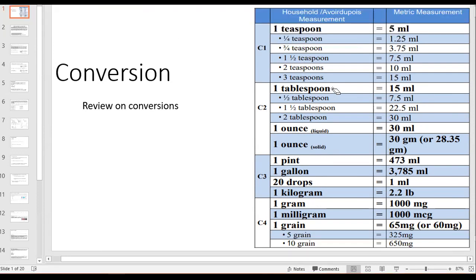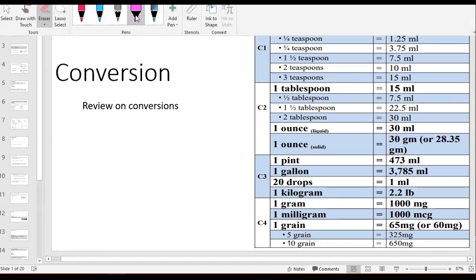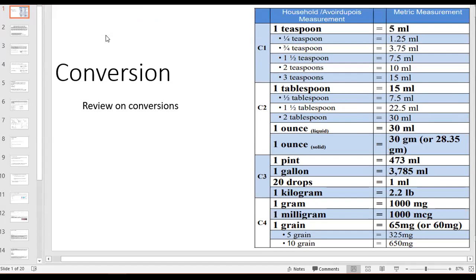So in this chart, they're giving you the conversions. For example, here we have 1 teaspoon equals 5 mLs. So it basically means that 1 teaspoon is going to equal 5 mLs. But in order to use it to our advantage, we need to turn it into a ratio. So I'm going to do the algebraic way right now so I can show you guys how we do that.